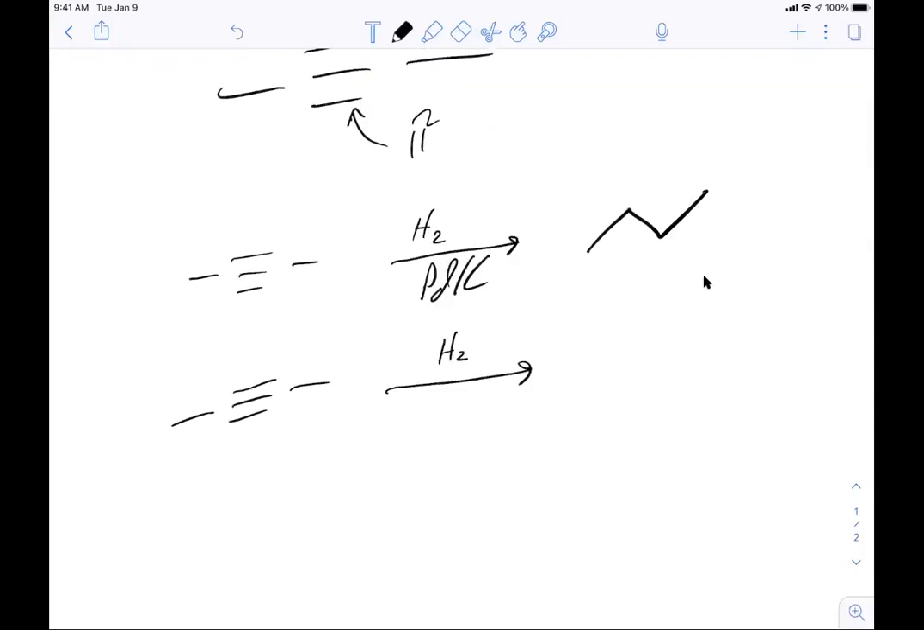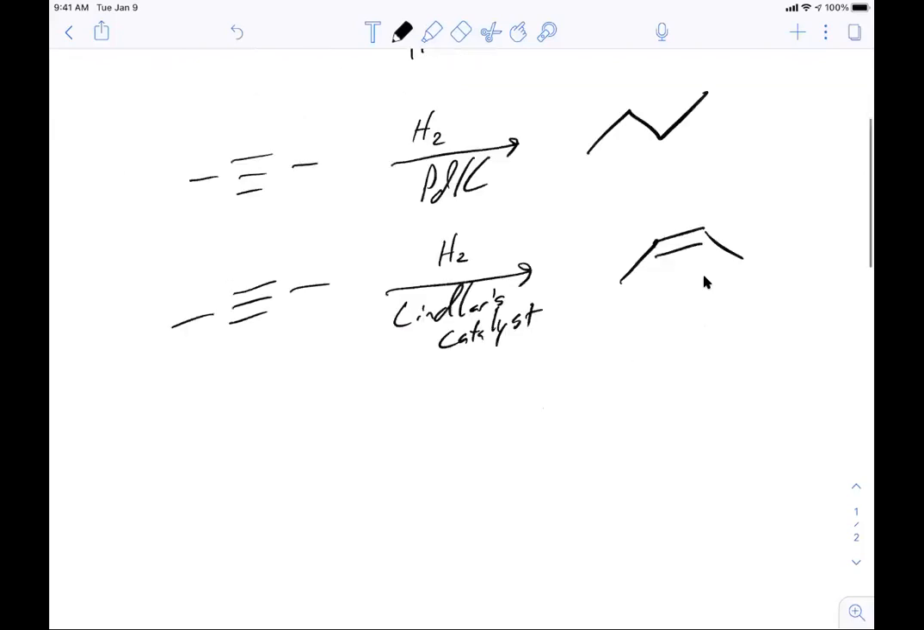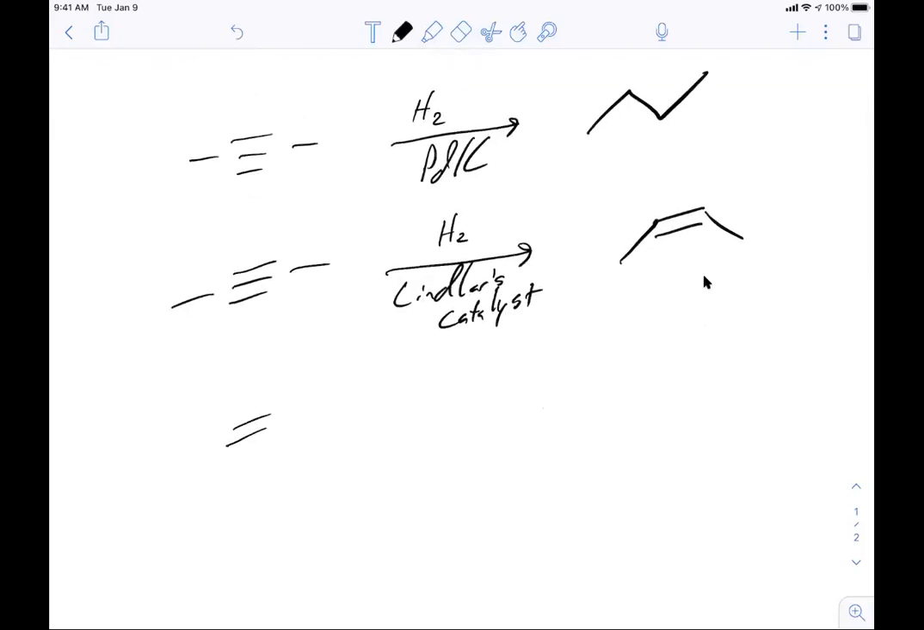We could use Lindlar's catalyst, which is a poison catalyst, to get the cis form, and then we can use dissolving metal, which is sodium in NH3, to get the trans.